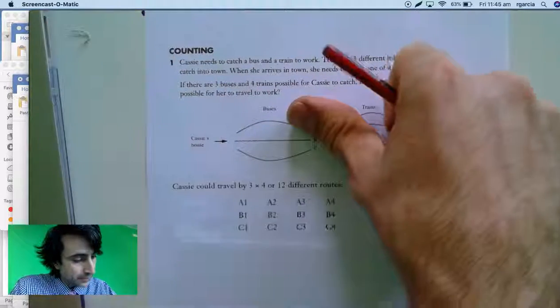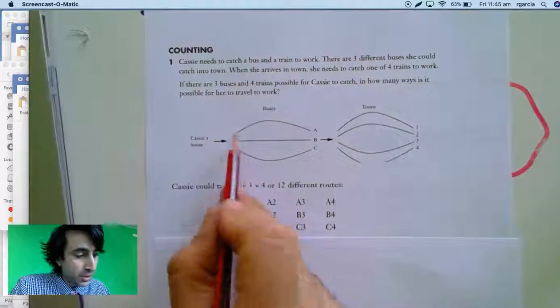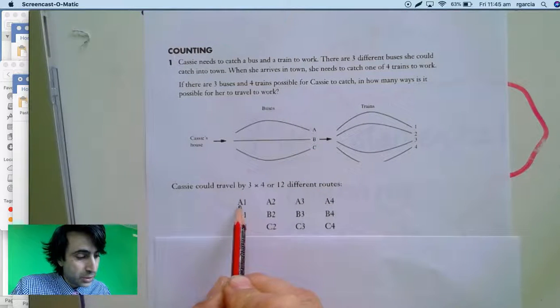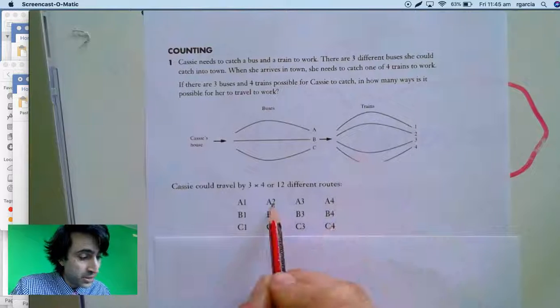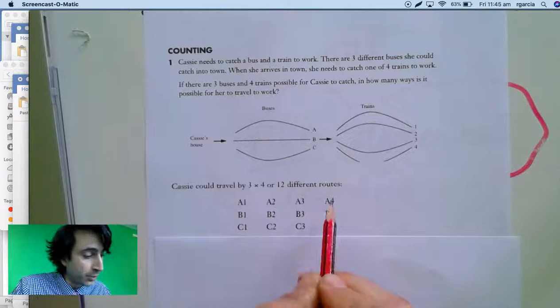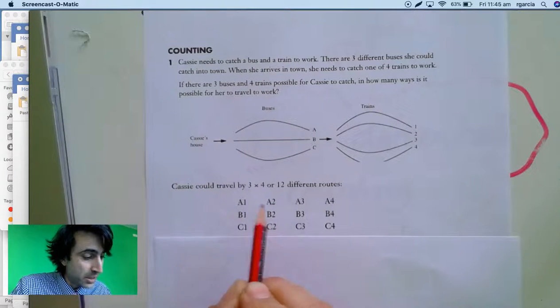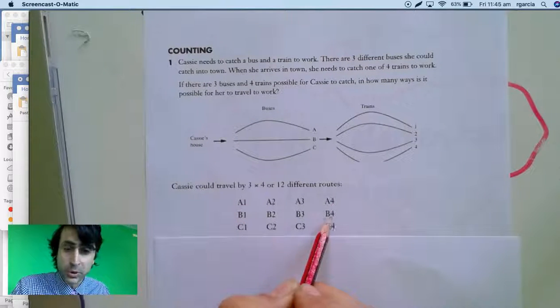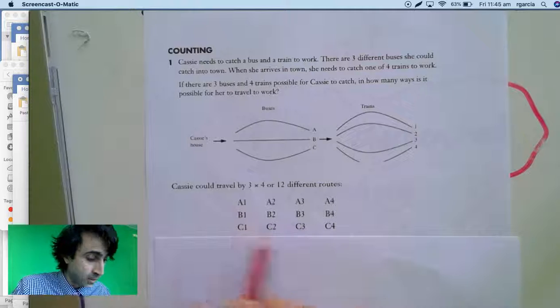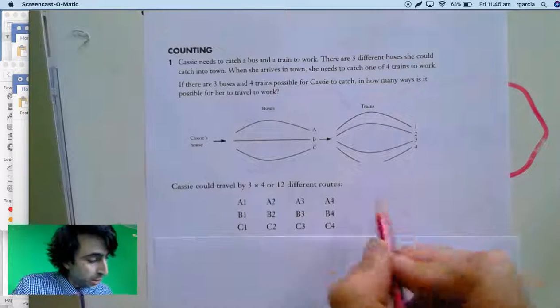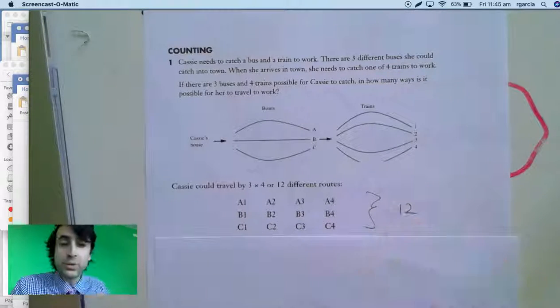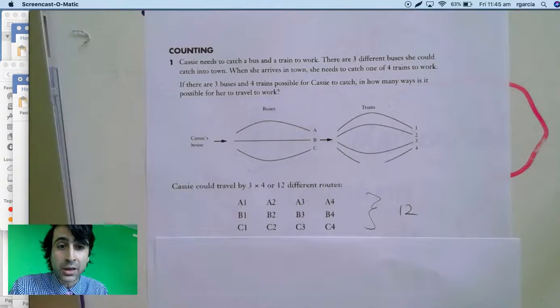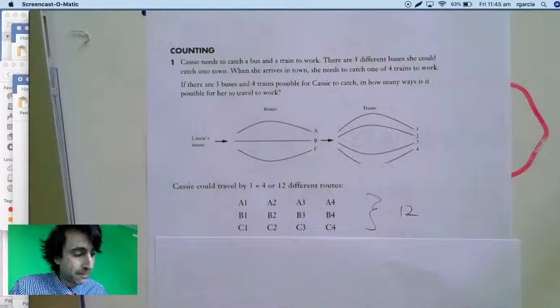In this case here, if she goes on the A bus, she can go then on the first train, on the second train, on the third train, and then on the fourth train. So if she catches the A bus, there are still 4 more possibilities. B bus, there are still 4 more possibilities. The C bus, there are still 4 more possibilities. So in total, there were 12 different routes that she can take.